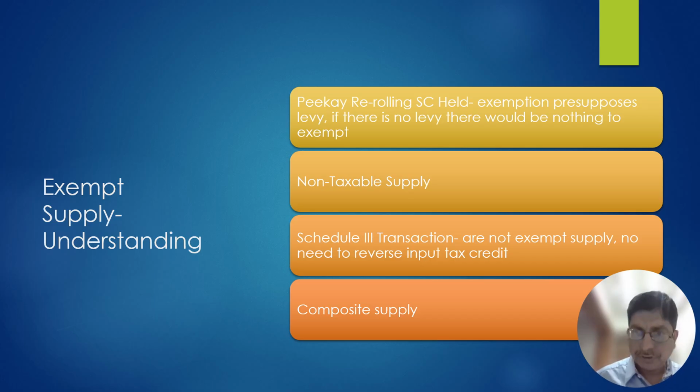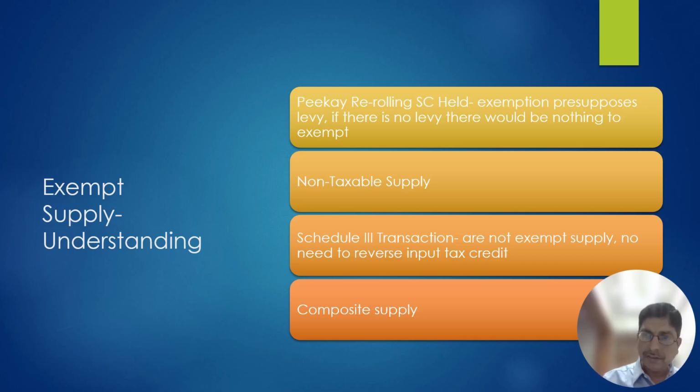Yes, it is a composite supply because milk is a taxable supply. It is exempt from payment of tax. Therefore, it is a composite supply. On the transportation, there is no need to pay the tax separately because it will lose its existence and it will merge with the principal supply, which is the milk supply.